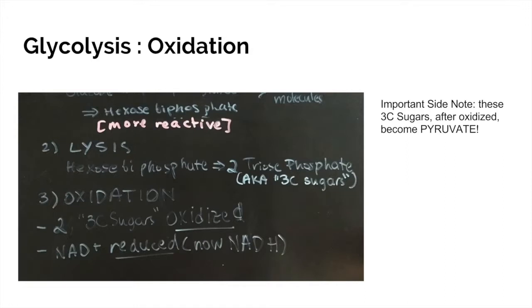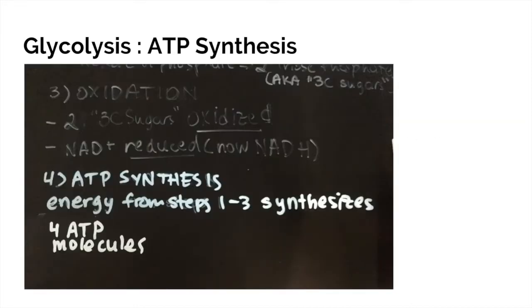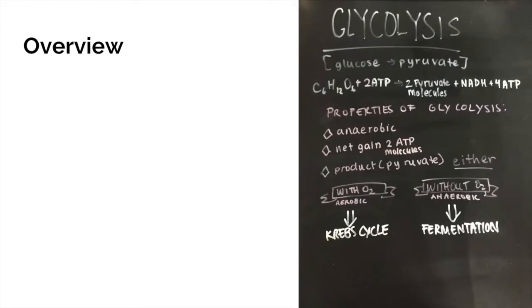Third comes oxidation. These 2 molecules of 3 carbon sugars are oxidized. This means after this they become pyruvate. And along with this, as they are being oxidized, NAD plus is reduced into NADH. So that is the pair of reactions. While the 3 carbon sugars are becoming oxidized, NAD plus is picking up that electron and becoming NADH. Finally, ATP synthesis occurs, so the energy from all of those steps leads to 4 ATP molecules.